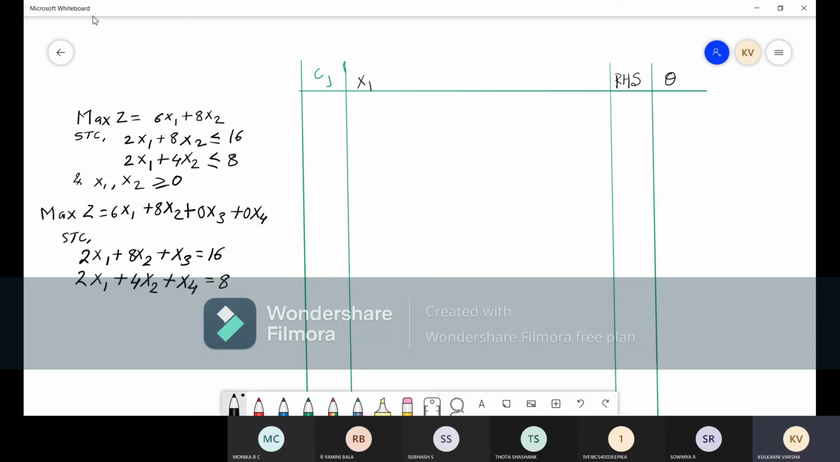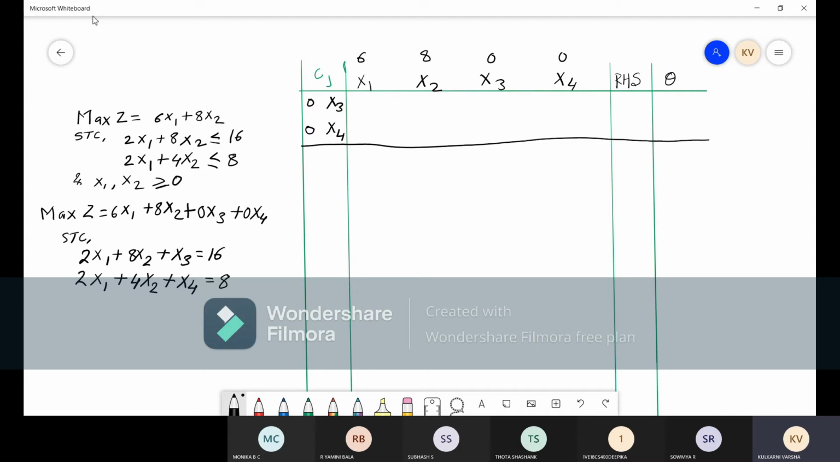So as usual, we need to convert. We have to change the inequalities to equalities, and then we need to start. So now we have four variables: x1, x2, x3, and x4. The coefficients in the objective function are 6, 8, 0, 0. So our slack variables are x3 in the first equation and x4 in the second equation, and the coefficient of this is 0. This is also 0.